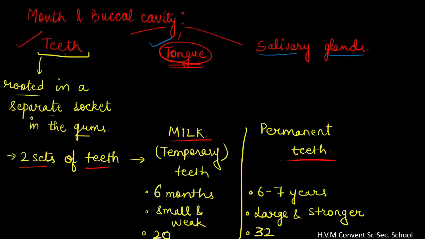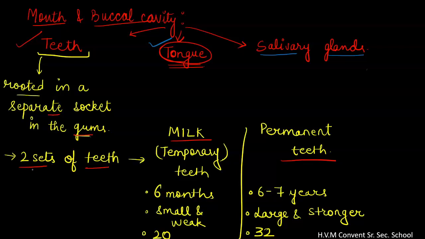So let us start with the first part of our alimentary canal, that is the mouth and buccal cavity. Our mouth and buccal cavity has three parts: first is teeth, then the tongue, and then our salivary glands. Firstly, if we talk about teeth, each and every tooth is rooted in a separate socket in the gum. Every tooth is separately embedded into the gums.